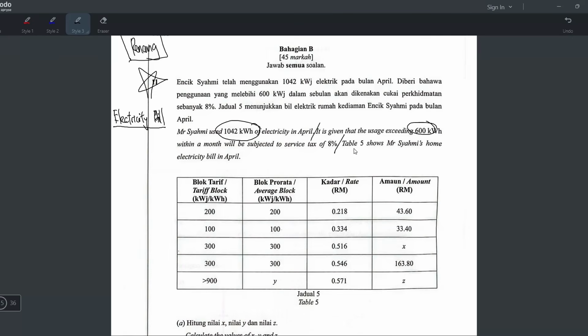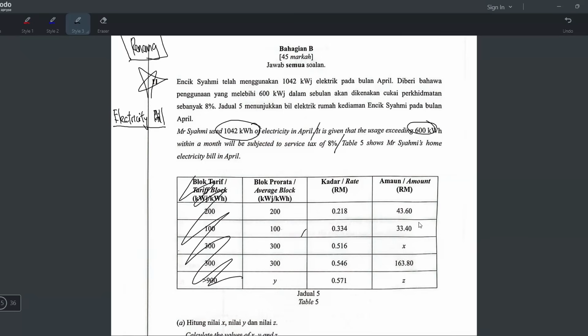Table 5 shows Mr. Shami's home electricity bill in April. Alright, so anyone knows how to do? First thing, cover this whole thing. Yup, that's how I teach. Ini cara saya ajar, memang selalu macam ni. You tengok balik Penang paper, or I forgot which state lagi yang ada tanya, but that's how I always teach. So cover this first one. Don't look at it. Just ignore the whole thing. Just look at these three things.